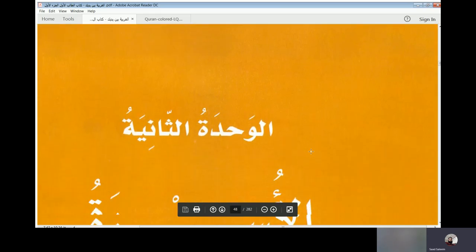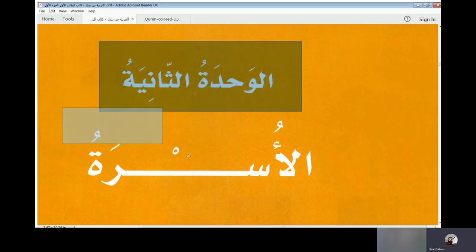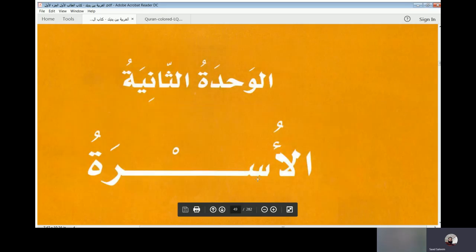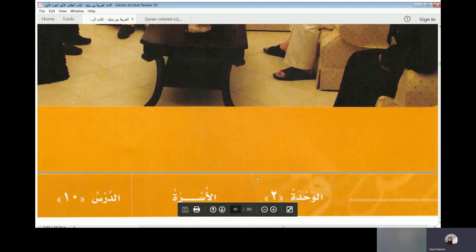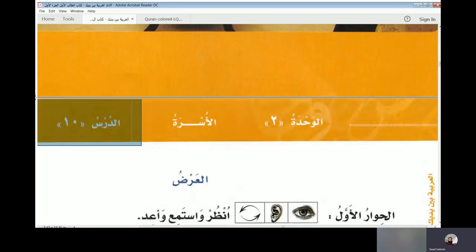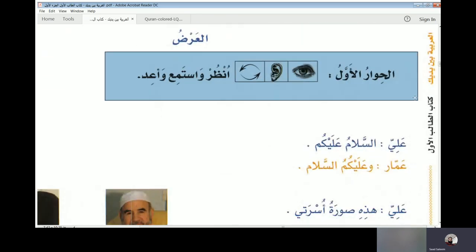Here you have completed the first unit of this book. Now we have al-wahda ath-thaniya, second unit. Al-Usra means family. Here you learn about family, inshallah. Lesson 10, al-Usra, family. Al-wahda ath-thaniya, second unit. Al-Ard means presentation. Read this. Al-Hiwar al-Awwal.